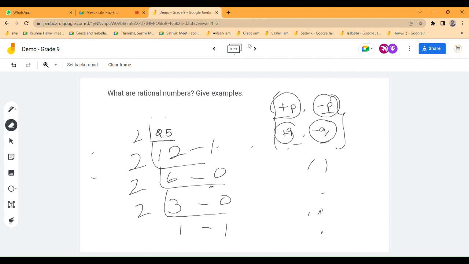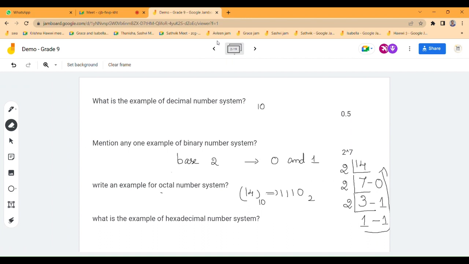Go to slide 2. Octal number system is there, no? For the octal number system, base is 8. Base 8 means it will use the numbers between 0 and 7.